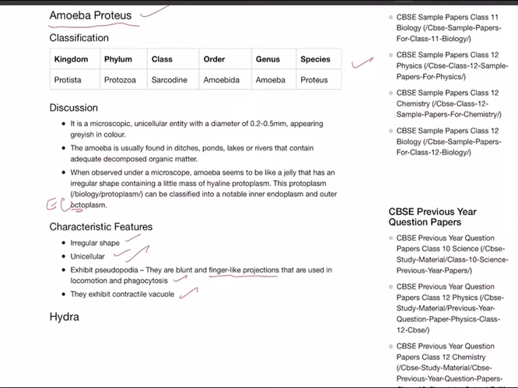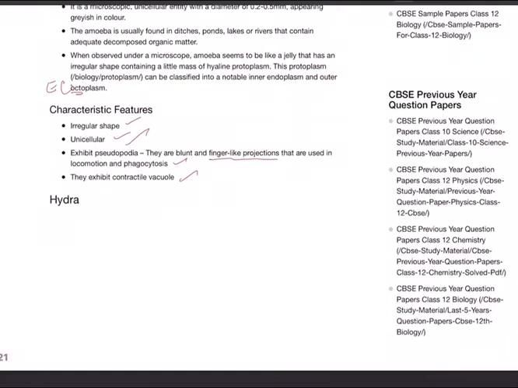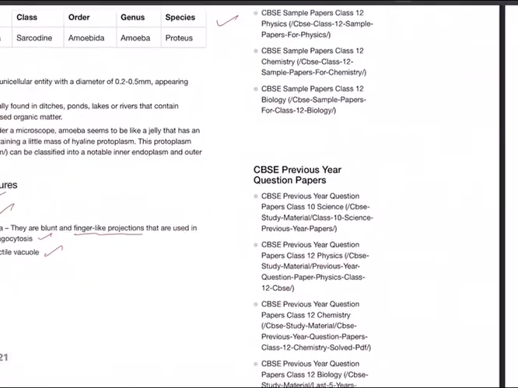So this is how you have to write. You can leave out the discussion, but when you are writing in the examination, what I am expecting is three things. One, identification: in the given slide, the animal that is given is amoeba proteus. Next, classification of the animal that you observed. Write this. Then, what are the characteristics that you have observed? You write this. That's enough. And draw a diagram with labels.